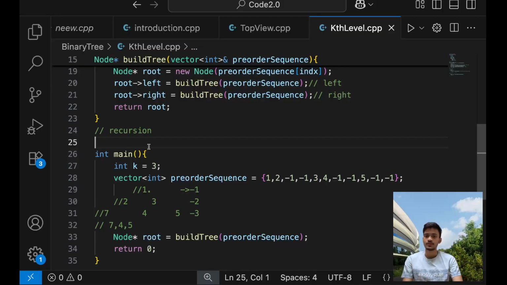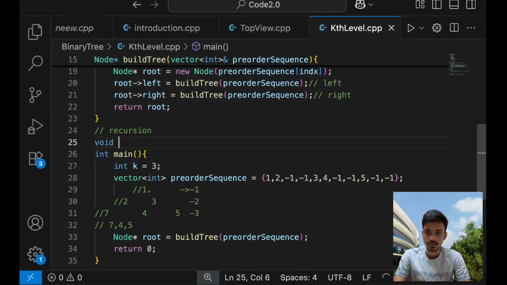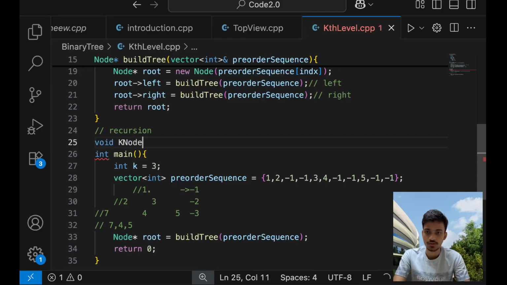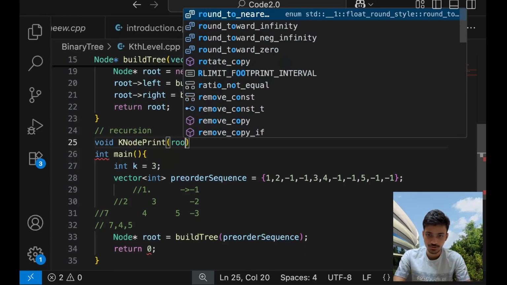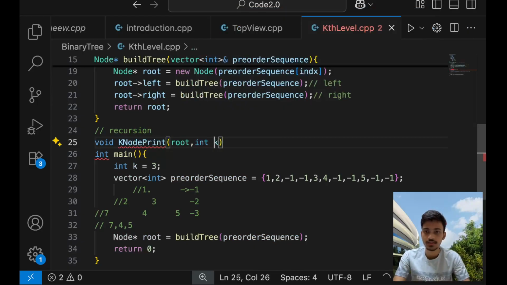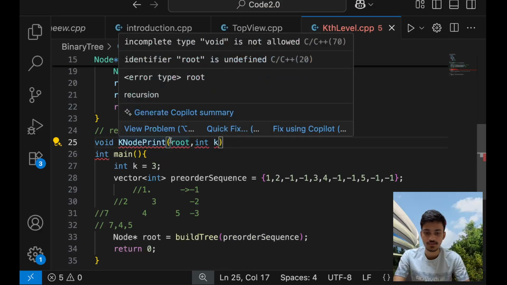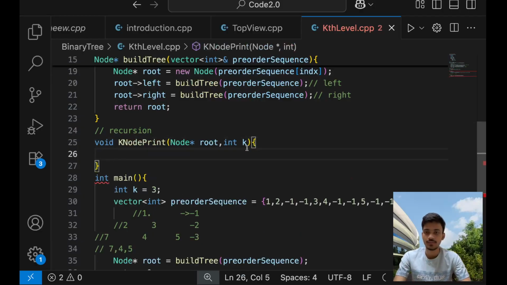Let us first of all write the function. Okay, void kNodePrint. Let us write this type of function where we will be passing the root and the k. It will be int k, and the root is obviously Node star because it is a node which is defined by us.